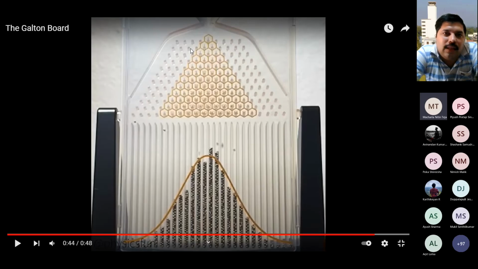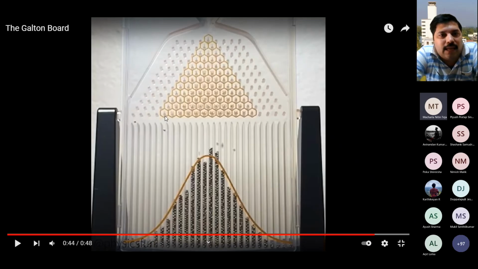Then it comes here, and again the same thing happens. Suppose the ball bearing comes here first, then goes either left or right. Suppose it goes left, then it comes here, and again it goes either left or right. So it keeps on doing this, and after that it falls down.